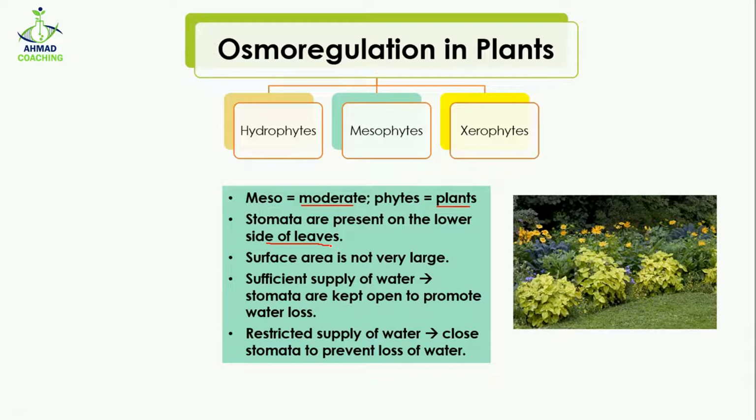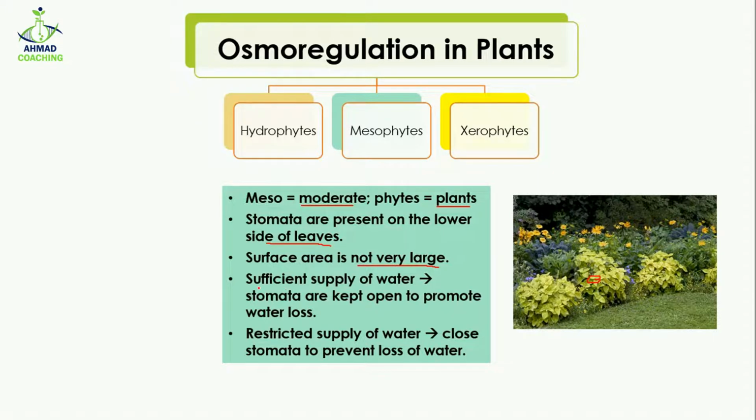If you carefully observe their surface under the microscope, you will see their stomata is present under the leaf, not above the surface but under the surface of the leaf. Moreover, their surface area is not very large. Here you can see that the size of the leaf in comparison to the hydrophytes is very small.